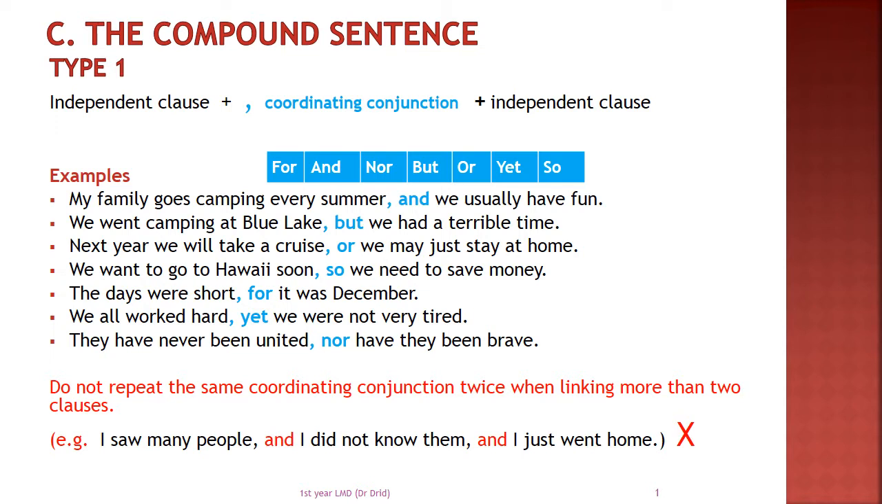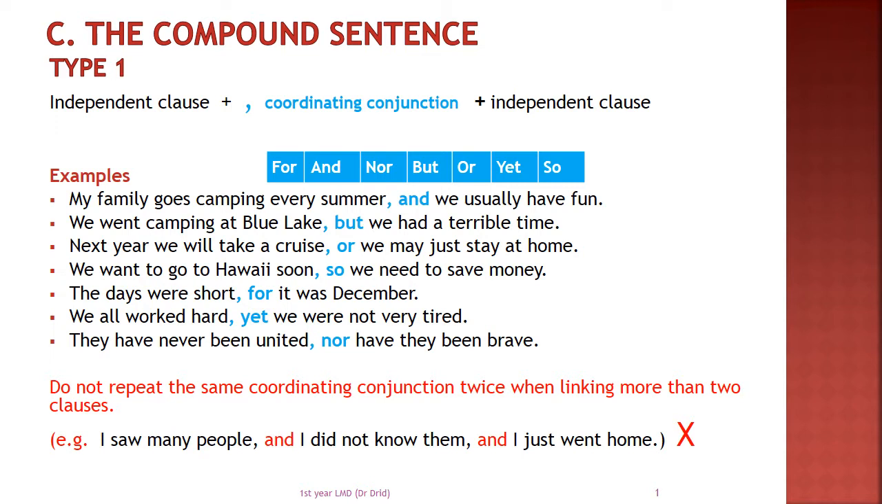There are three types of sentences in English which are not simple: the compound sentence, the complex sentence, and the compound complex sentence. We distinguish between them according to the types of clauses they contain, whether the clauses are independent or dependent.